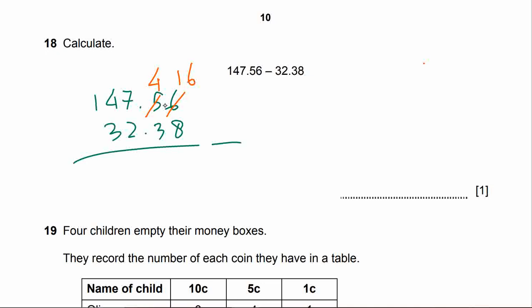Now let's do the subtraction. 16 minus 8 is 8. 4 minus 3 is 1. 7 minus 2 is 5. 4 minus 3 is 1. And there's 115.18.